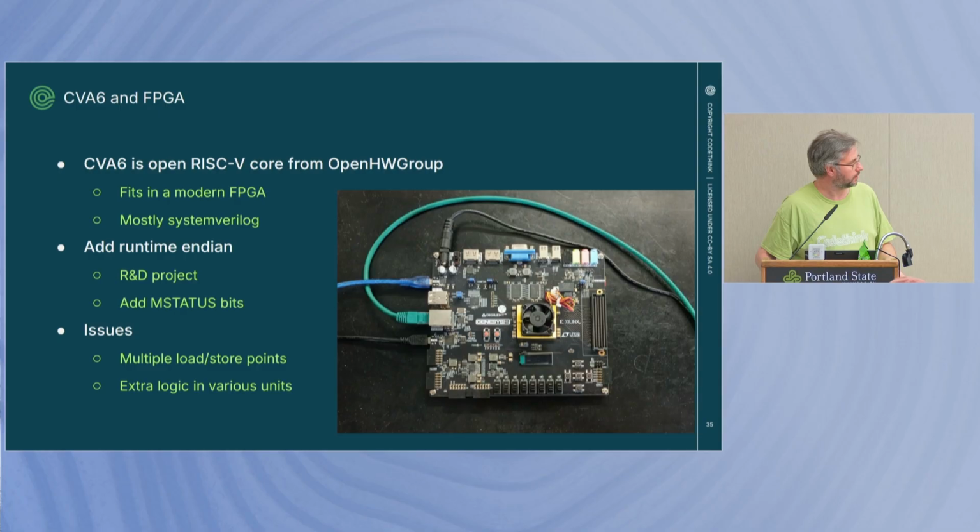So the next thing we thought about is that, given that nobody's doing this, there's an open source implementation of a RISC-V system on chip called CVA6. So this is an open RISC-V core from the Open Hardware Group. It is backed by one or two other quite big companies, and it fits in a modern FPGA. It's written in mostly SystemVerilog. You can have an argument about what's better, but that's what we've got.